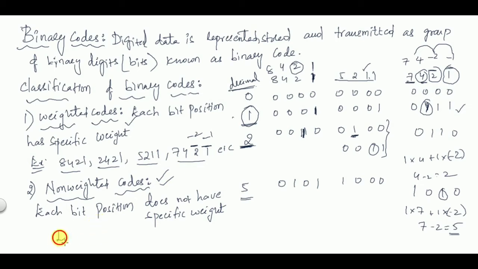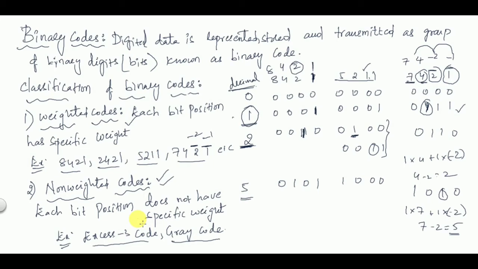Examples of non-weighted codes are XS3 code and Gray code. Just remember that XS3 code and Gray code are examples of non-weighted codes. We will discuss XS3 code and Gray code in my next videos.